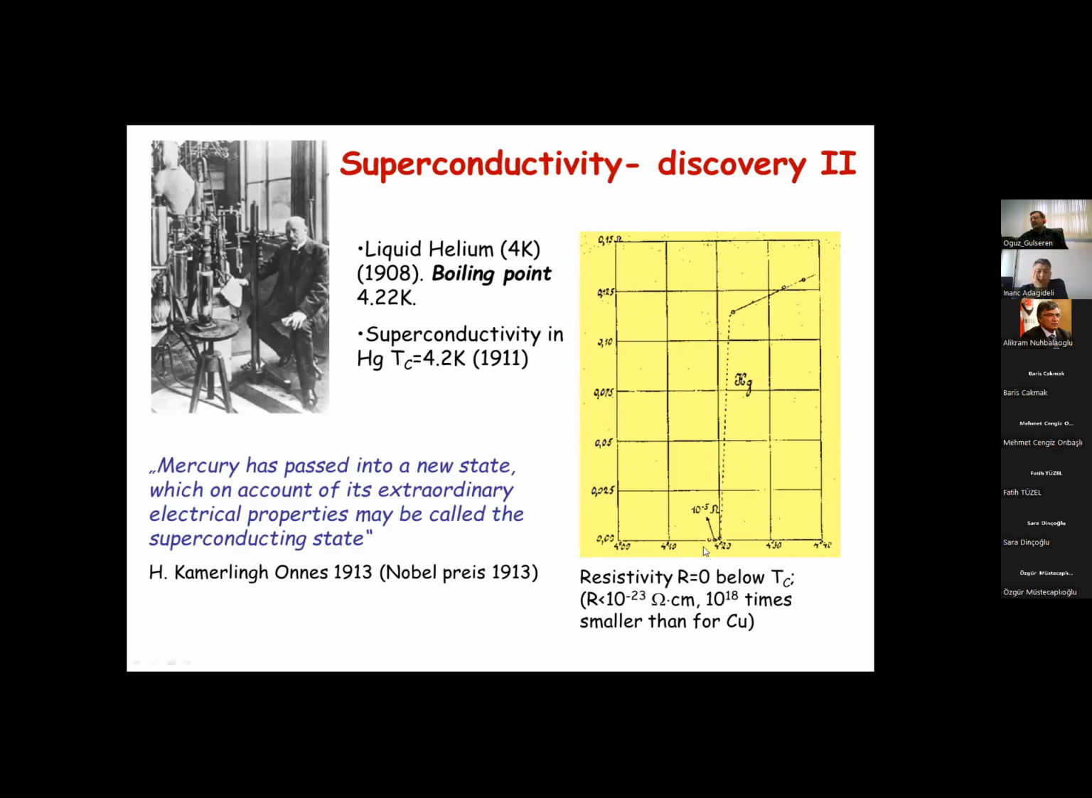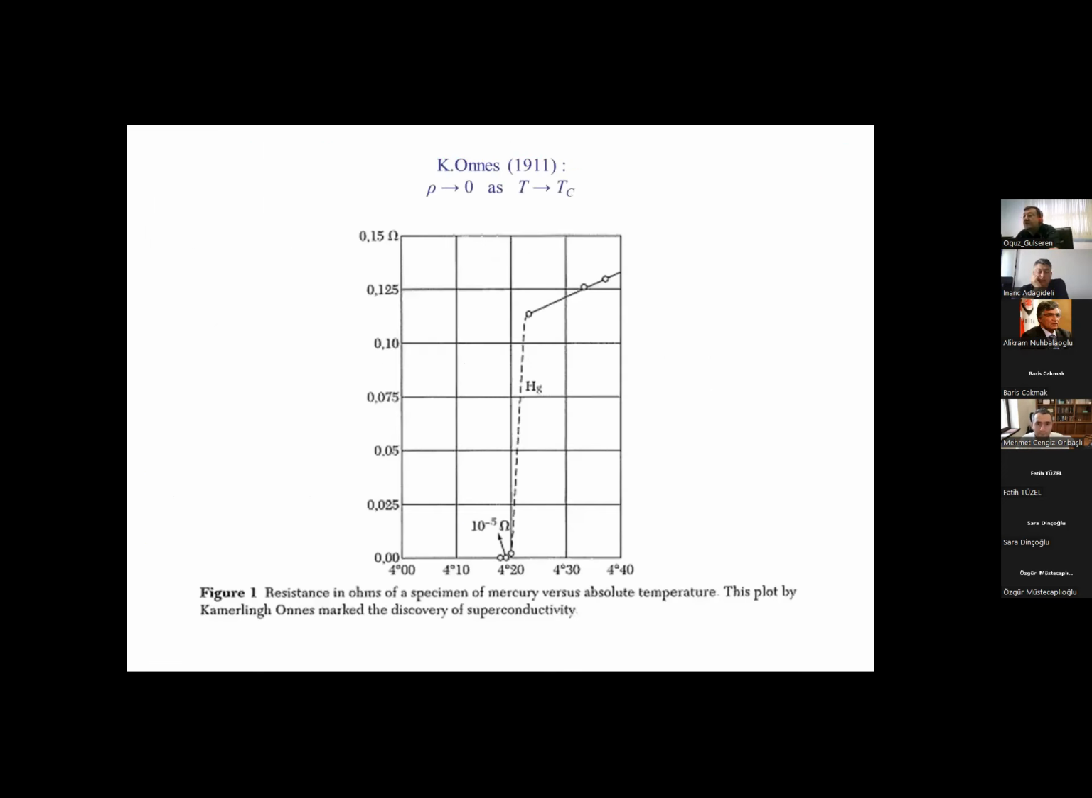The horizontal axis is temperature. So the resistivity comes down, then all of a sudden it drops to zero around 4.2 Kelvin. This is the liquid helium temperature. This boiling point is 4.22 Kelvin. So just trying to get this, actually, they ended up with a quite astonishing phenomenon. This is the statement directly from Onnes: extraordinary electrical properties, which may be called the superconducting state. So this is the starting of the story.